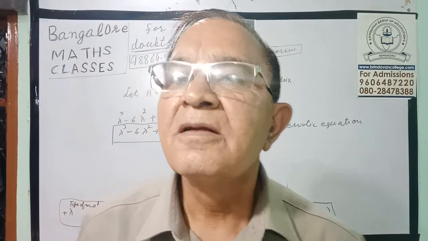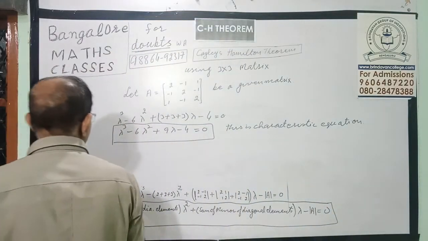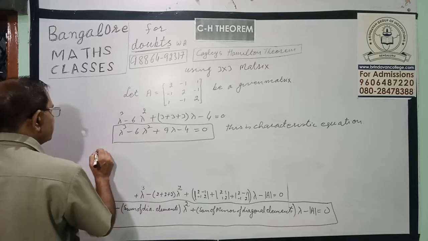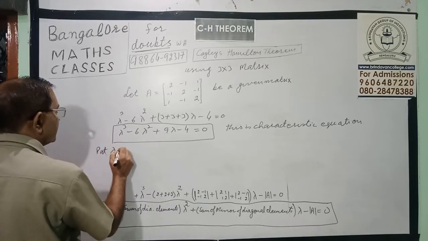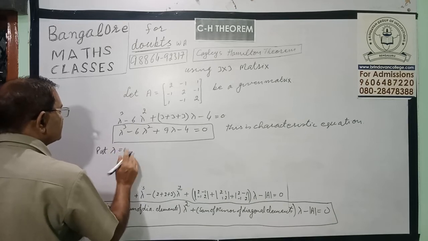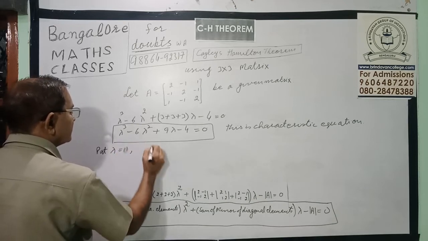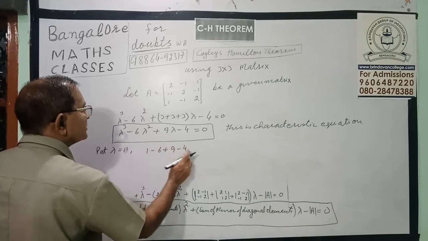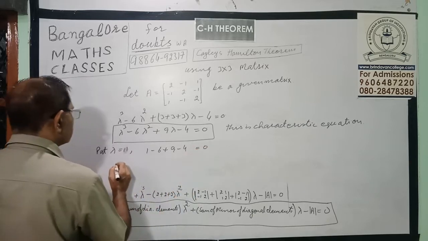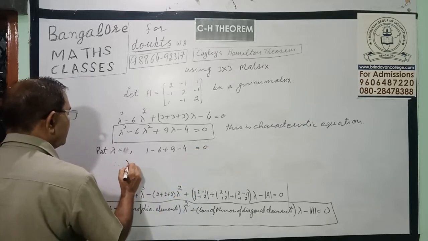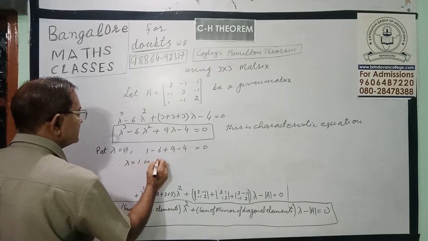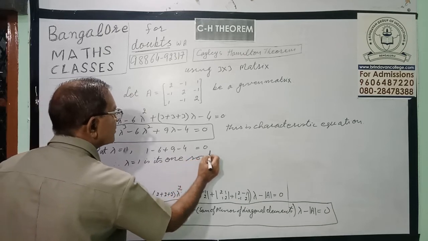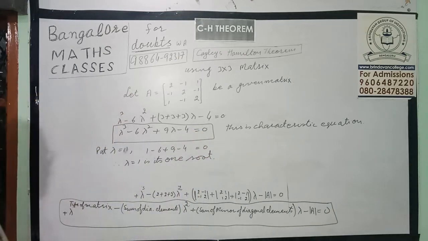Now it's a cubic. As you have done in 10th standard, the first value we have to find by hit and trial method. Put lambda equals 1. So we'll get 1 minus 6 plus 9 minus 4, which will come out to be 0. So therefore lambda equals 1 is one root. So one root is over.